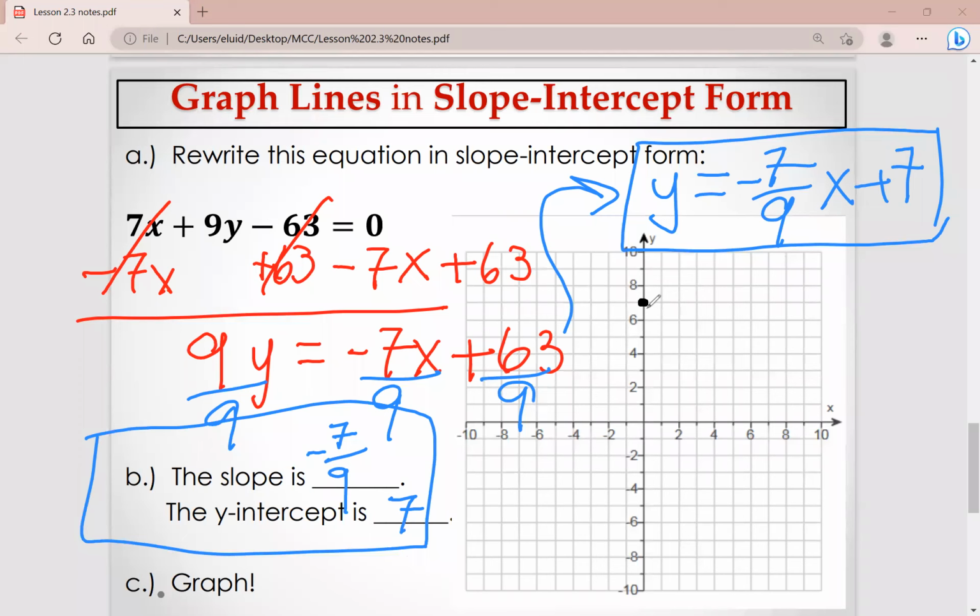So from the y-intercept, we'll count down 7. 1, 2, 3, 4, 5, 6, 7. And then we'll count over 9. 1, 2, 3, 4, 5, 6, 7, 8, 9. And so our next point happens to be over here at 9, 0 on the x-axis.